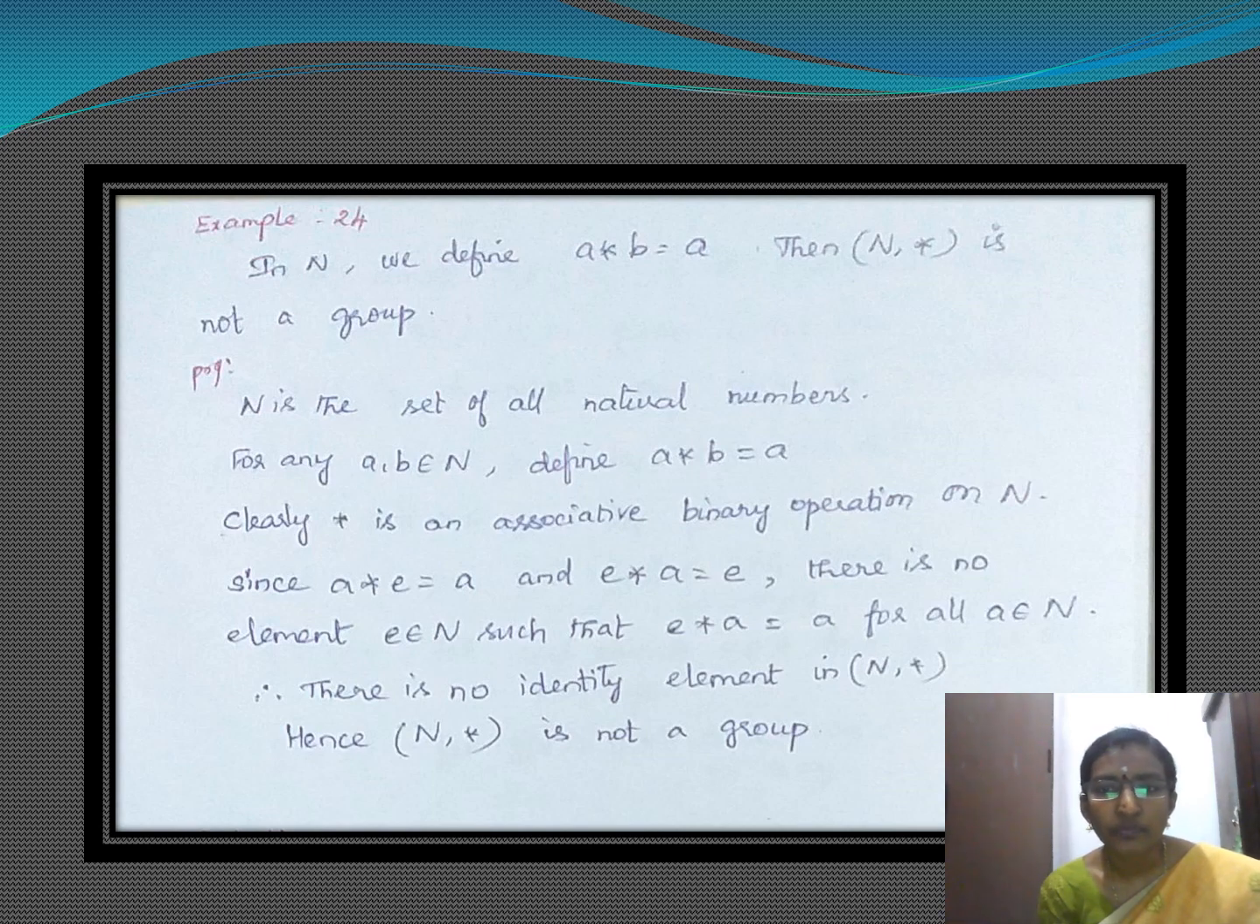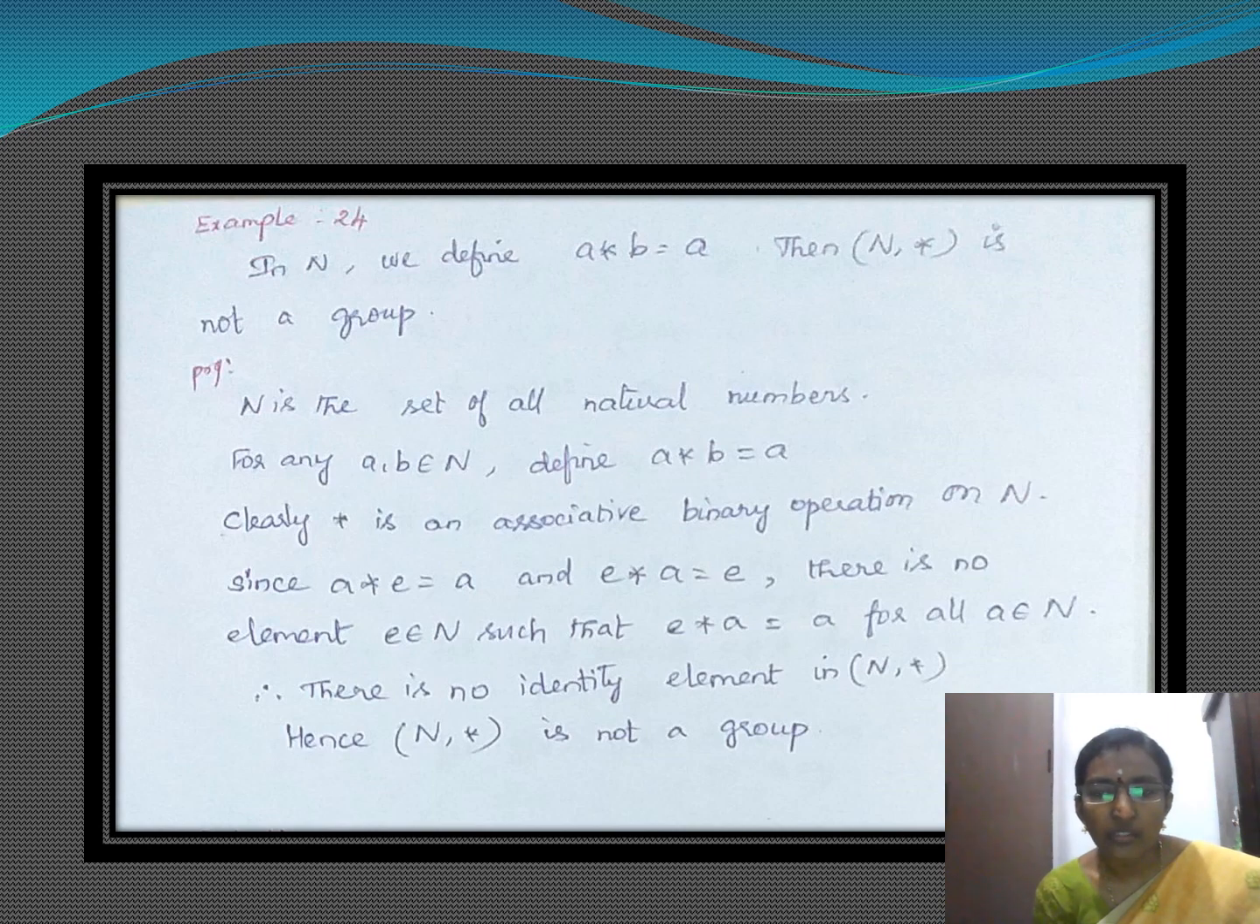Next example, N, that is the set of all natural numbers. Here we define a star b equal to a. We are going to prove (N, star) is not a group. We proved several examples for groups, but this one is an example of not a group. Therefore, we have to prove this N does not satisfy any one of the properties of the group.